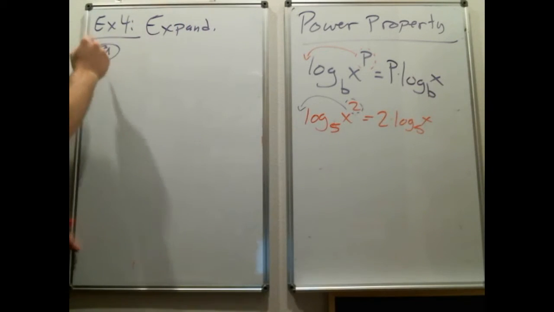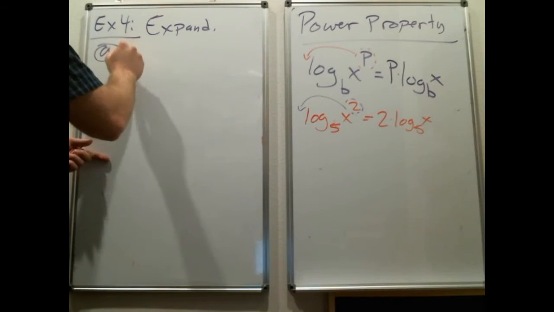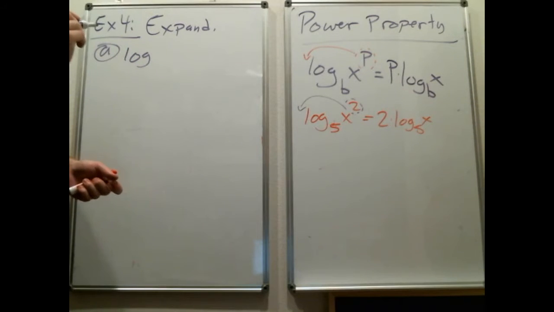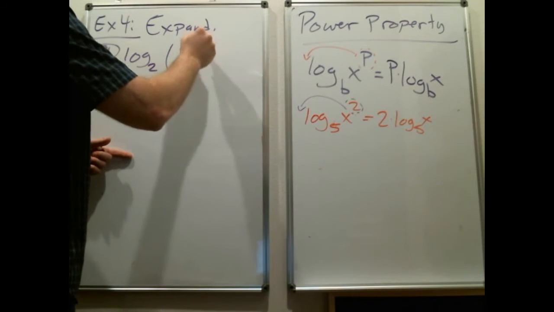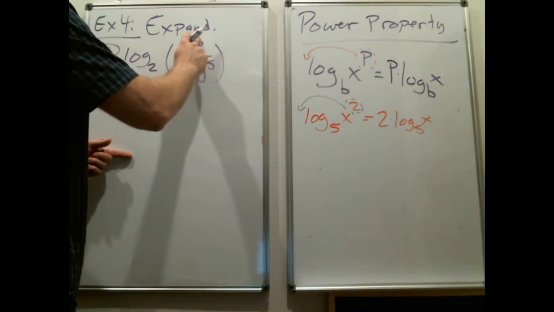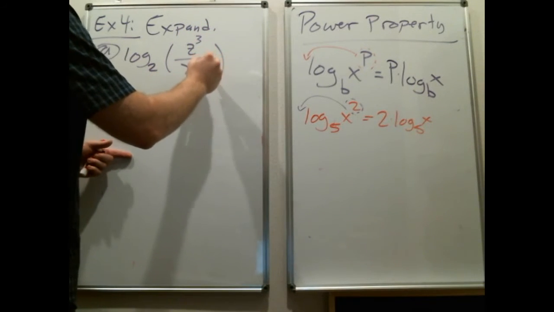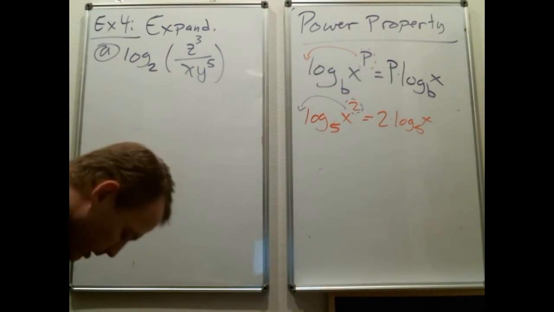Expand, and we'll call this part A. Expand log base 2 of z cubed over x times y to the 5th. That's a cubed, and that's a 5. There we go. So if you want to give it a try, just go ahead and pause the video and see what you get. I'm going to help you through this problem.